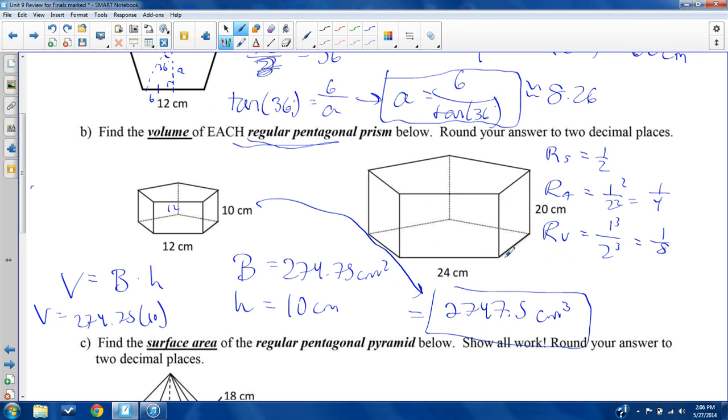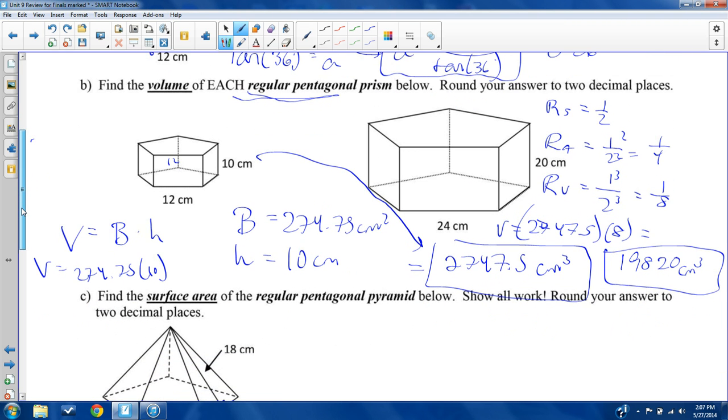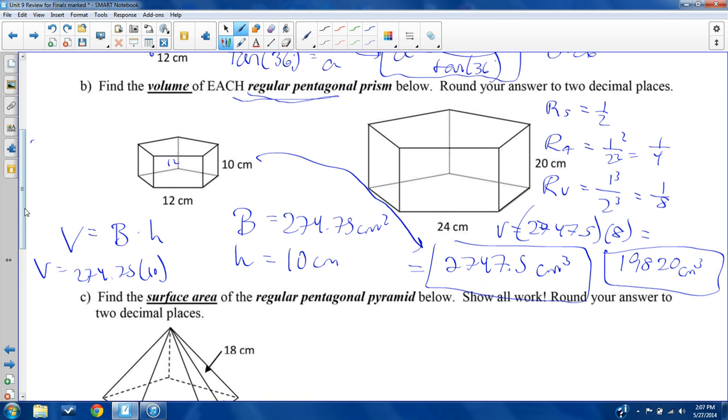So my volume of this guy is going to be 8 times as much as the volume of this guy. So if this guy is 2,747.5, my volume of this other guy is going to be that number times 8, because this one's 8 times as big in terms of volume. So that number equals 1,900... I'm sorry, that's not right. I forgot to multiply by 10. 19,800 and about 20. I'm just going to leave it at that. Cubic centimeters. It's kind of rounded off there. I should have given you a better number. I think 0.90, but that's okay.